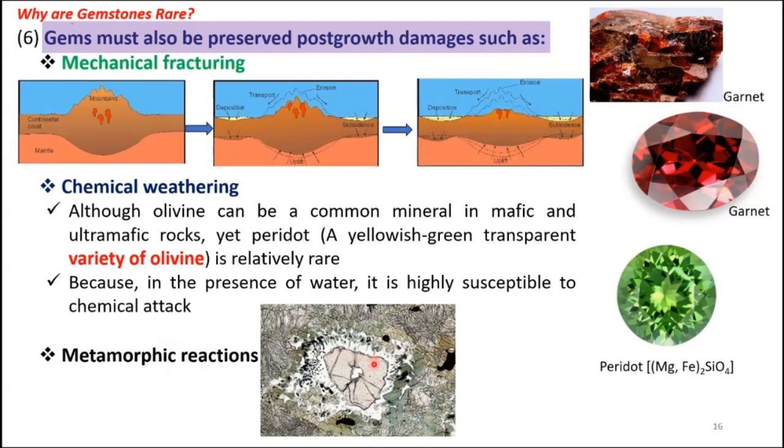So sometimes under high pressure conditions, a gem quality garnet can be produced. But then during cooling, during upliftment, this garnet can break down. So if you prepare a thin section, sometimes you can identify relics for the availability of garnet in that rock. Likewise, after formation of a gem quality mineral, those gem quality minerals or materials should be preserved from post-growth damage. So these are some of the factors.